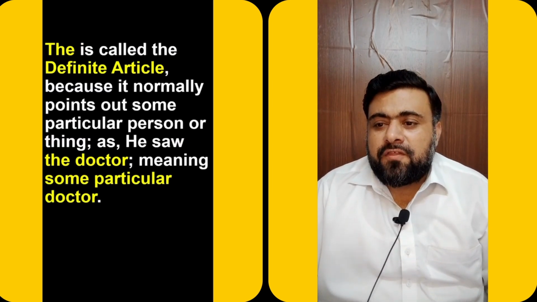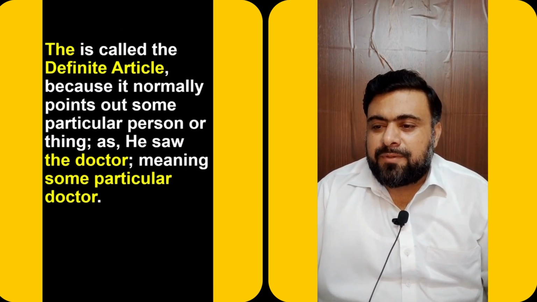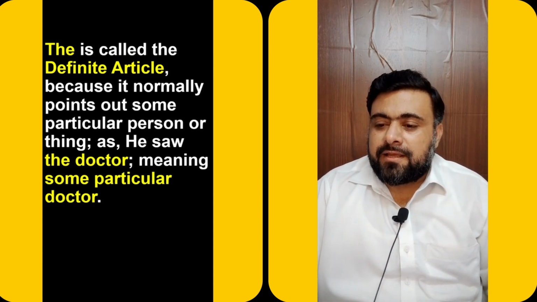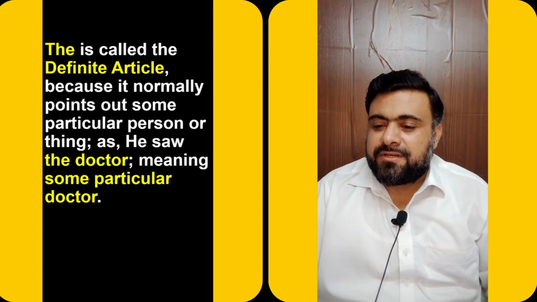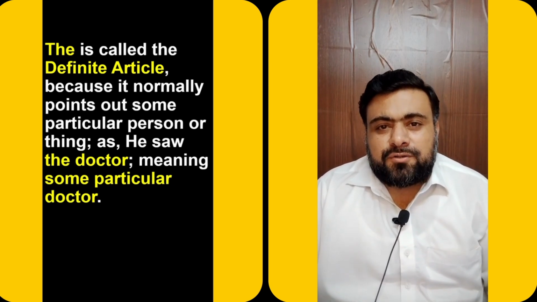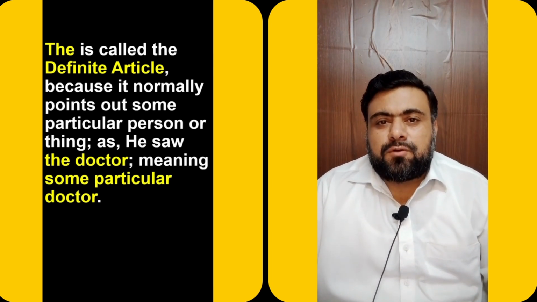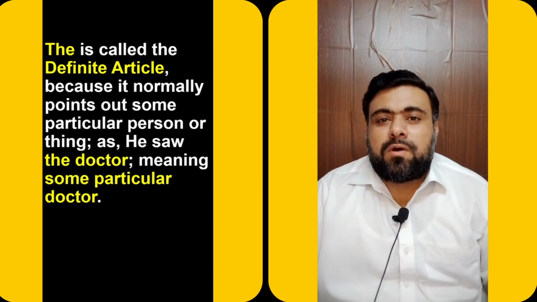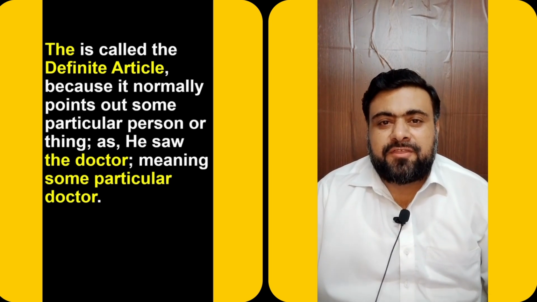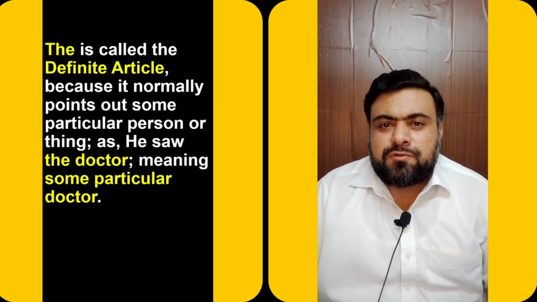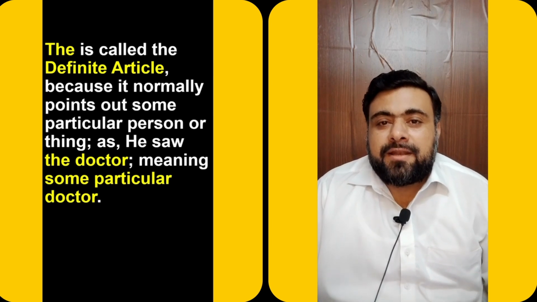On the contrary, the is called the definite article because it normally points out some particular person or thing, as he saw the doctor, meaning some particular doctor. When it is used with a noun, that noun is something definite, someone definite. For example, if I say the doctor, it means that I'm pointing out a specific individual doctor whom I know.